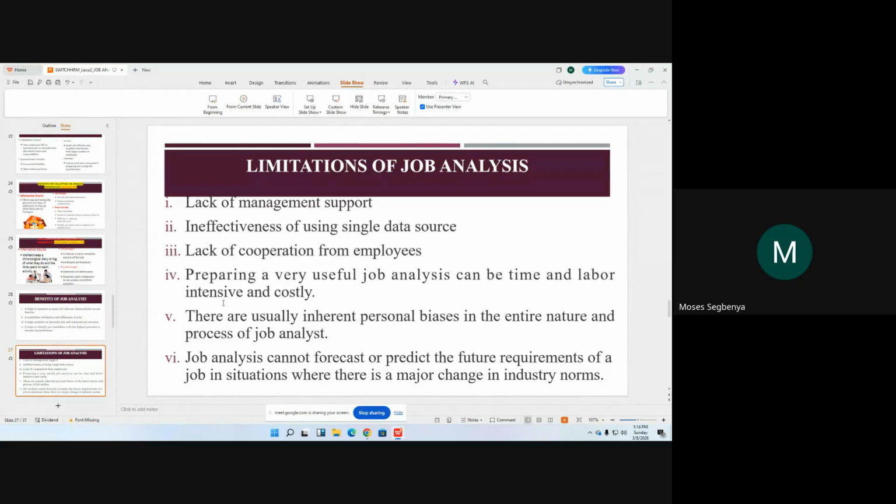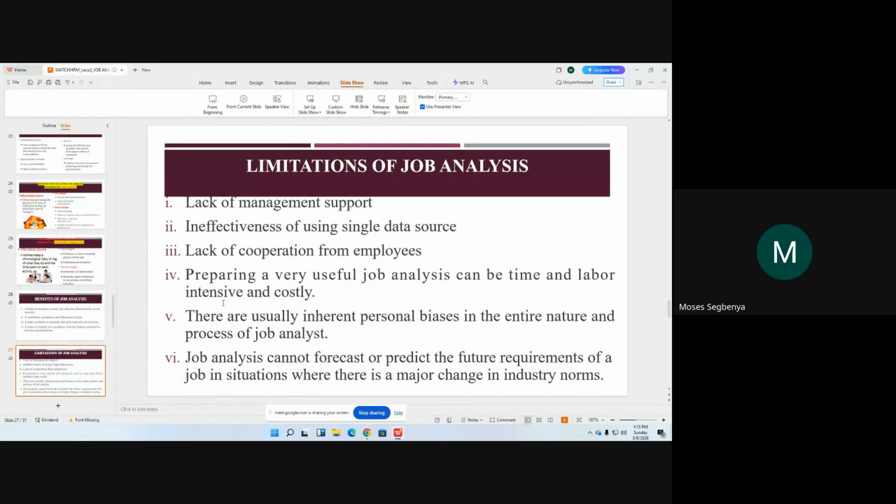What are some of the limitations of job analysis? Some job analyses are not done well. Some are not even done at all because top managers do not provide support. To some, it is ineffective because of the ineffectiveness of using a single data source. Some only use one data source. Those who want to really benefit use more than just one. So they use questionnaire plus interview, and then sometimes observation. So in research parlance, you may say they are using mixed methods.